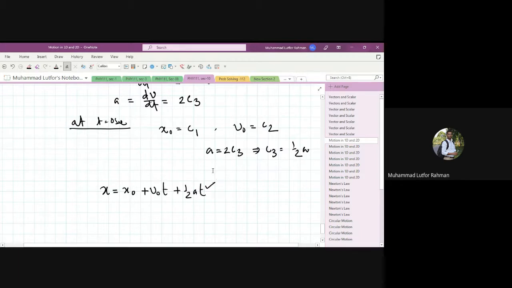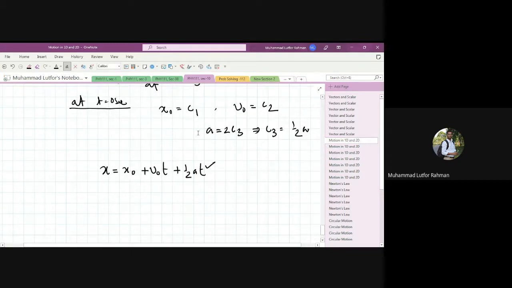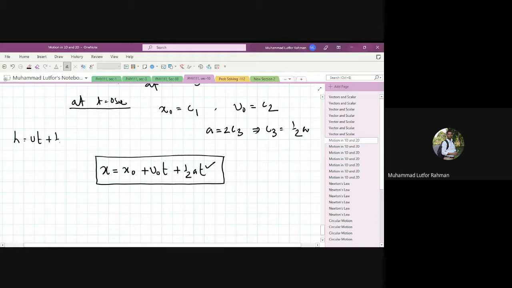I just plug in the value of C1, C2, and C3 into that equation, which is actually the most general equation of a displacement of a particle. And this equation is basically the most important equation. Although this equation is not new for you, probably you use it in another format, which is h equal to ut plus half of at square, right? This equation is familiar to you, but this is a very special case.